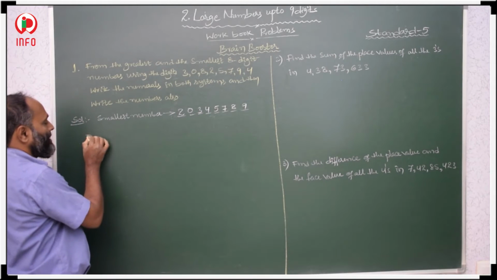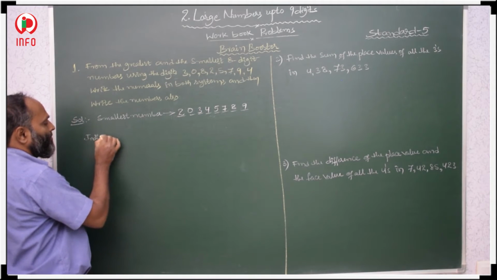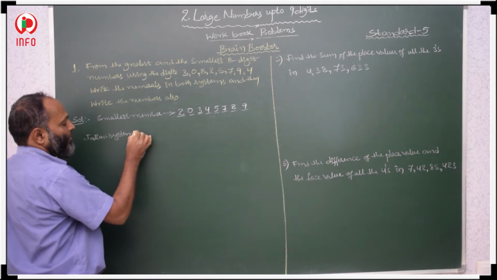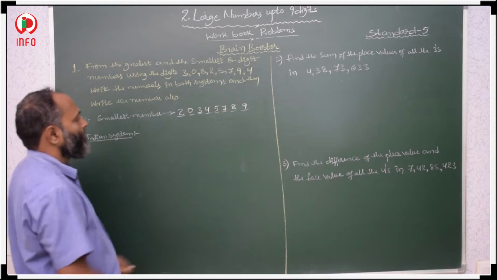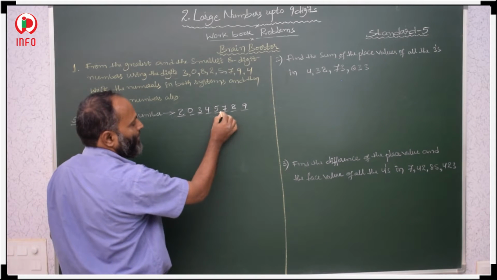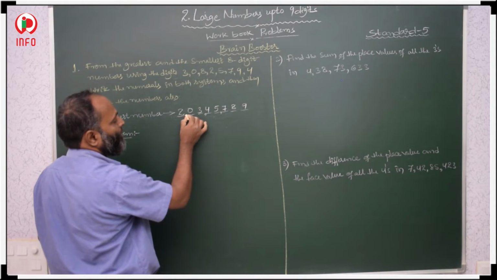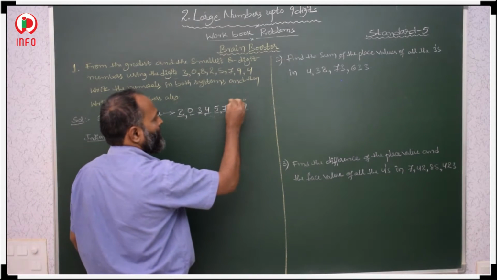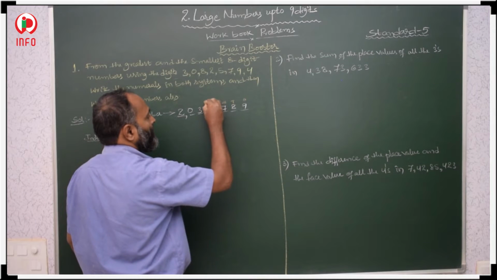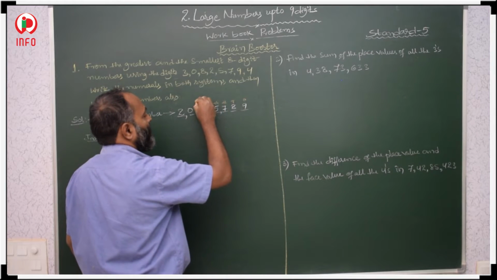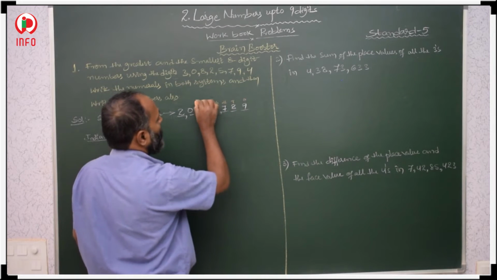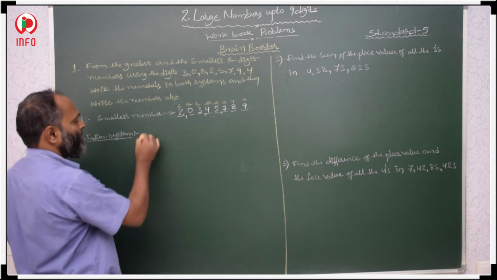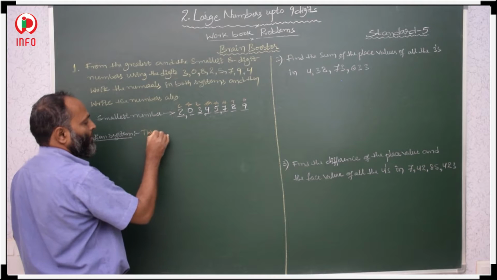First, the Indian system. How to write? First, commas: after 3 digits, then after 2 digits, after 2 digits. This is ones, tens, 100, 1000, 10,000, then lakh, 10 lakh, crore. This is 2 crore.